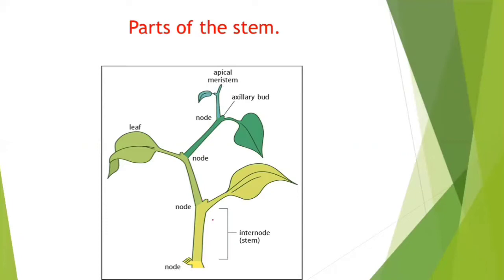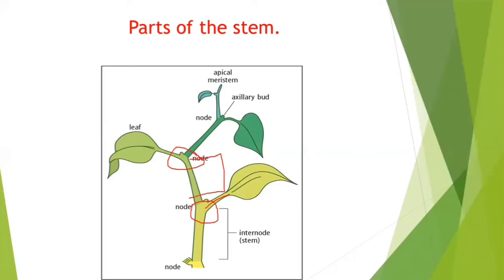The place from where another stem-like thing comes, or a leaf comes, or the flower comes, that position is called a node. Like you can see over here, from this part the leaf has come, so this part is called a node. Again the same over here, from this part it's coming again. So this is called a node. And the place between two nodes is called the internode of the stem.